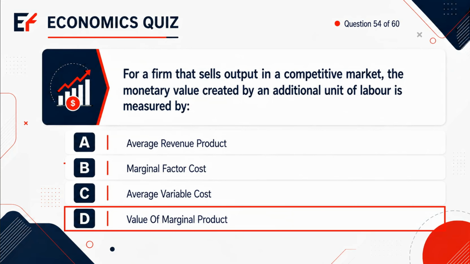Option A is incorrect because average revenue product measures average revenue generated per unit of labor. Option B is incorrect because marginal factor cost is the extra cost of hiring one more unit of an input. Option C is incorrect because average variable cost measures variable cost per unit of output.